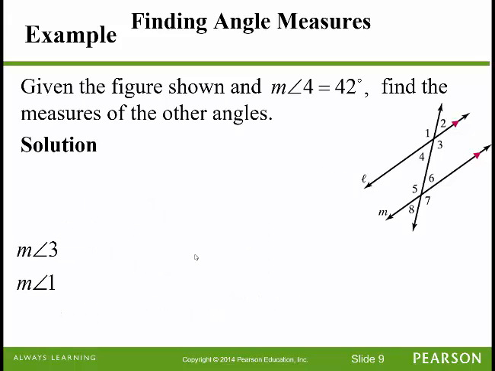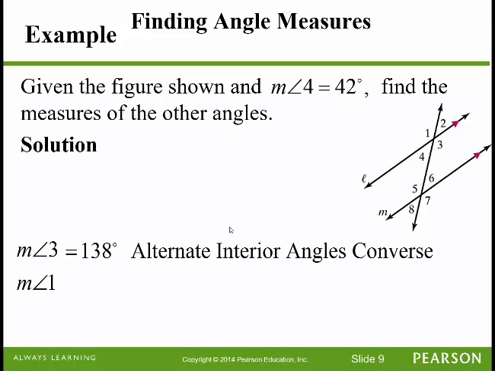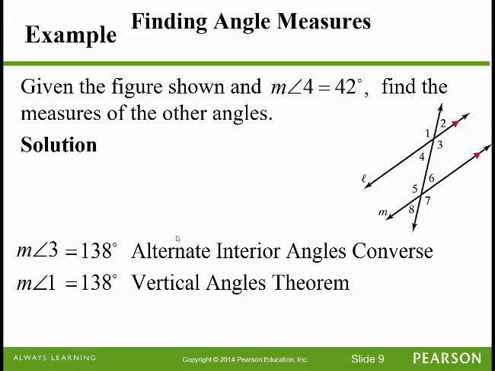Measure of angle 3 here. Notice that's a corresponding angle with angle 7, or an alternate interior angle with angle 5. So that's got to be 138 degrees by the alternate interior angles theorem converse. And angle 1 here is a vertical angle with angle 3. So that also has to be 138 degrees by the vertical angles theorem.